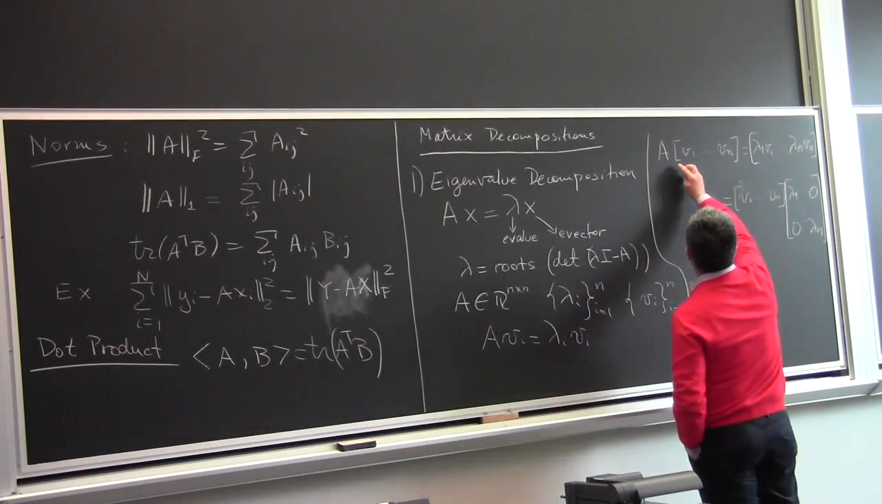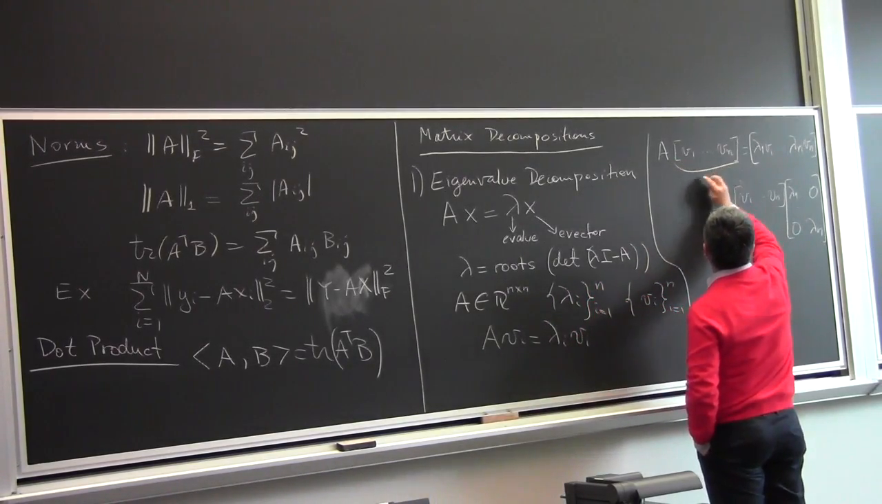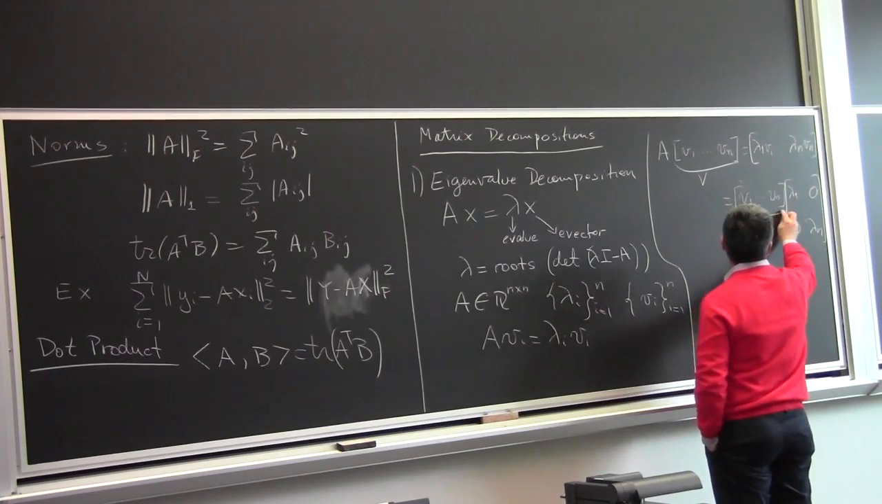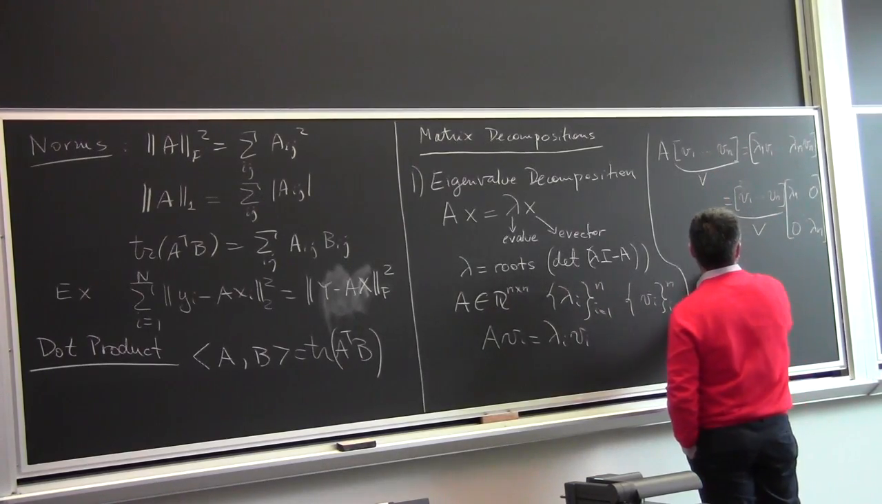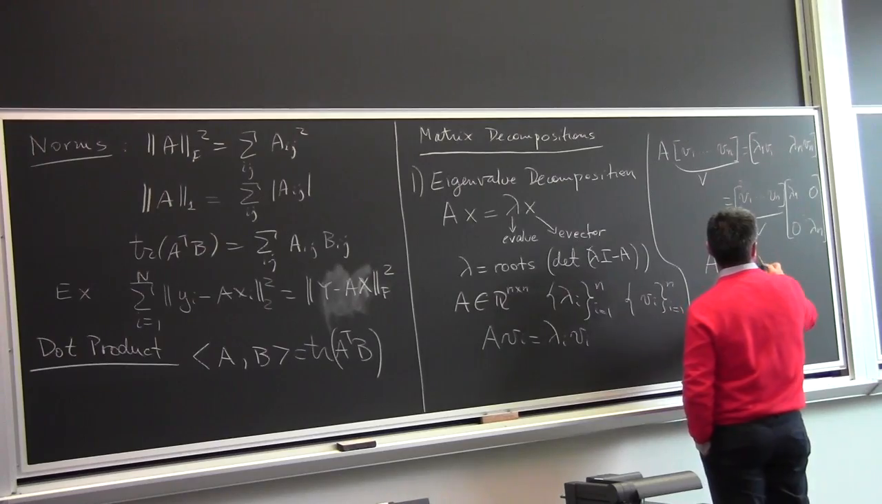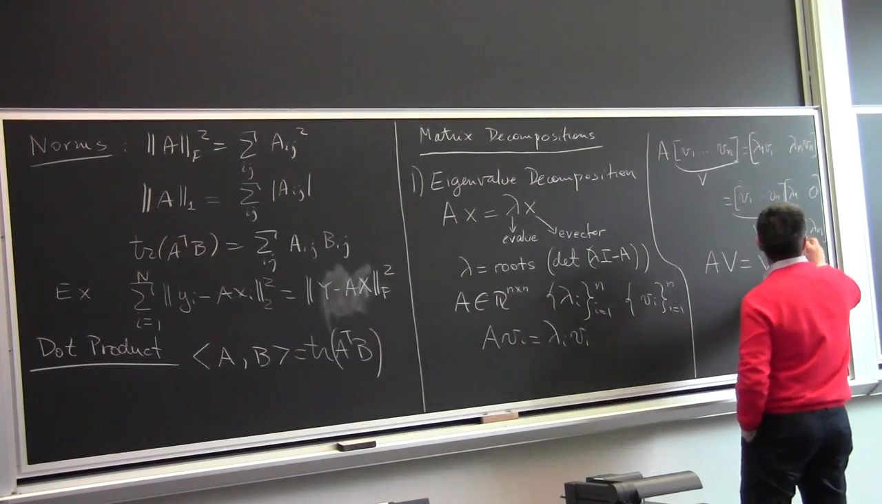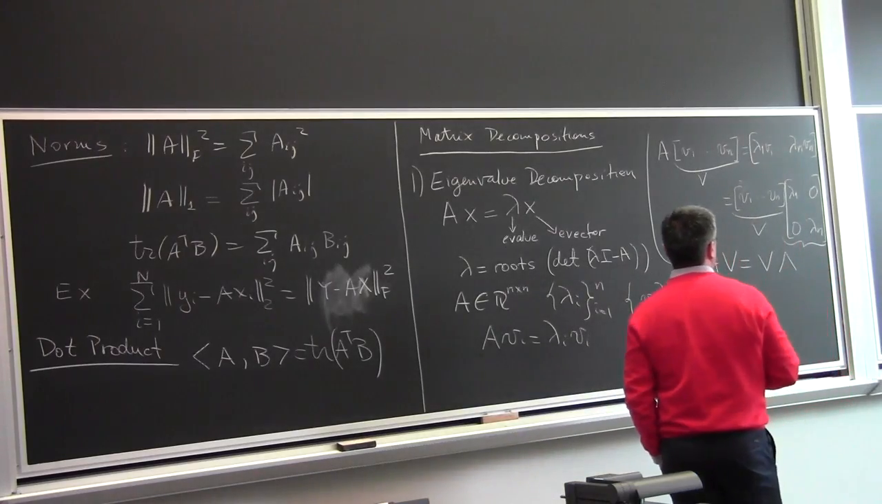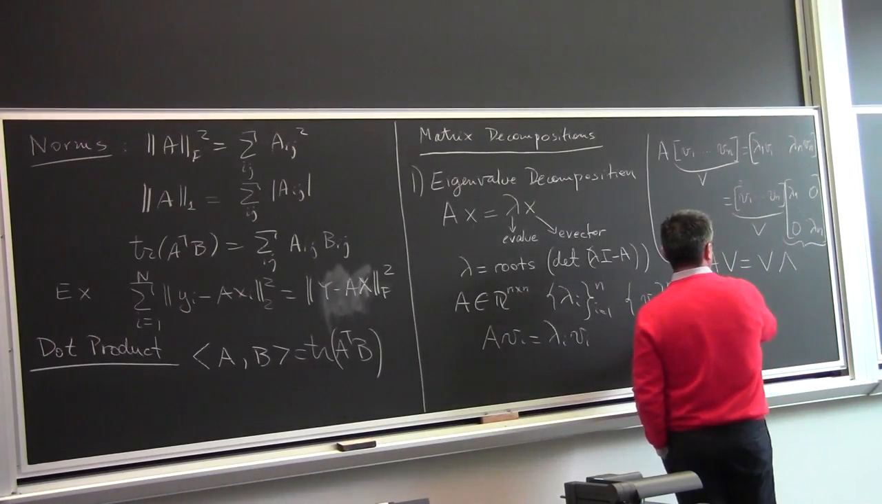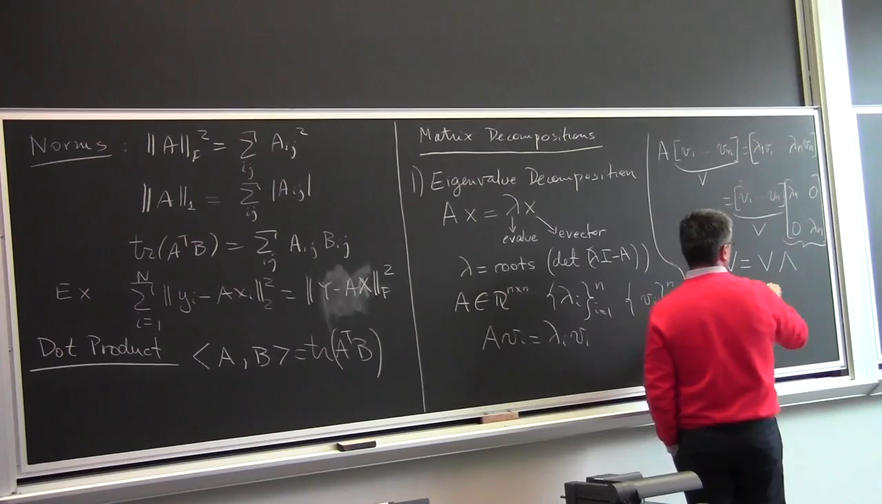So if I denote this matrix as V, what I have is that A times V is equal to V times lambda, where I denote the diagonal matrix by lambda. And again, these are all now n by n matrices.